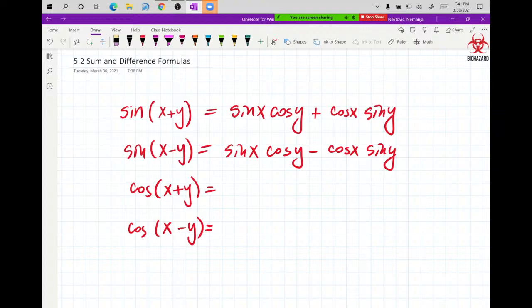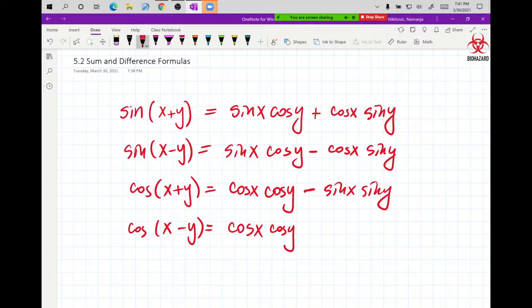Now, cosine, some argue this is actually easier, but whatever. Cosine x cosine y, but you have to change the sign and have sine x sine y. And the same for the bottom formula. Cosine x cosine y plus sine x sine y. So, usually confusion is with these.